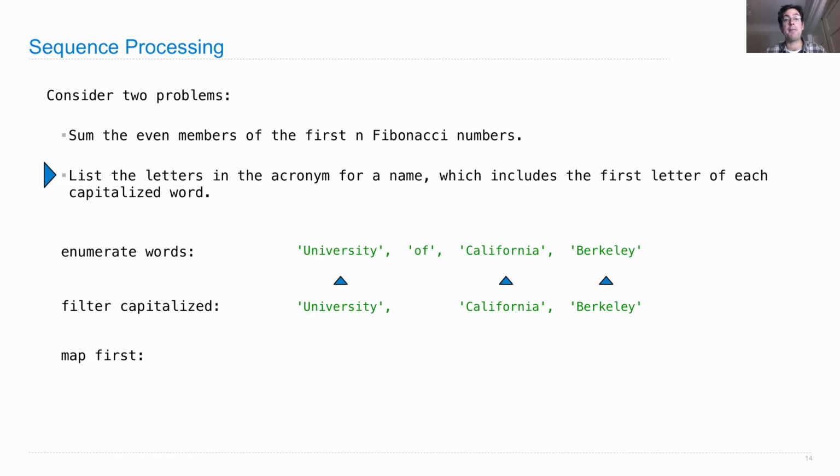Next, we'll map a function over those that gives us the first letter of each, UCB. And then we'll accumulate those into a tuple. And we'll get the tuple UCB, the acronym for the University of California, Berkeley.